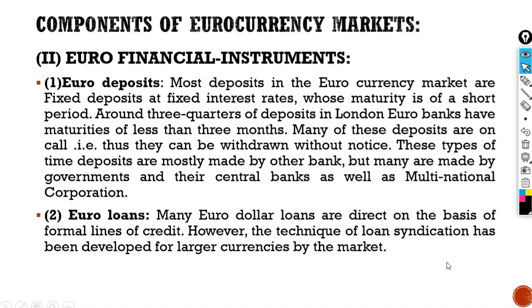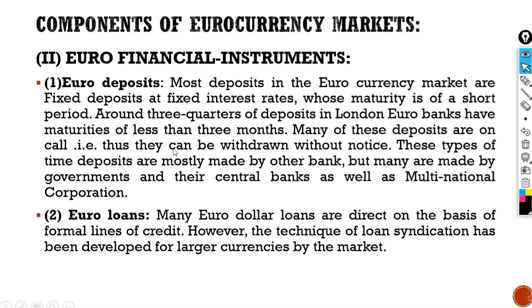Next that we need to go through are the euro financial instruments. Now, what are the instruments in the euro currency market? Number one is euro deposits. Most deposits in the euro currency markets are fixed deposits at fixed interest rates whose maturity is of a short period. Around 3/4 of deposits in London euro banks have a maturity of less than 3 months. So it is a very short term period.